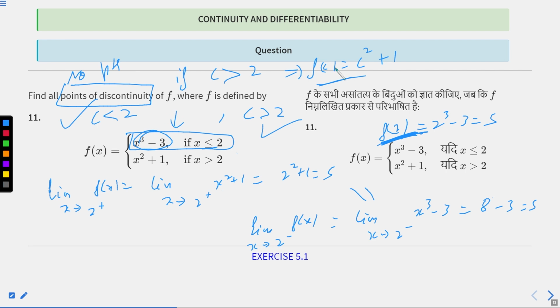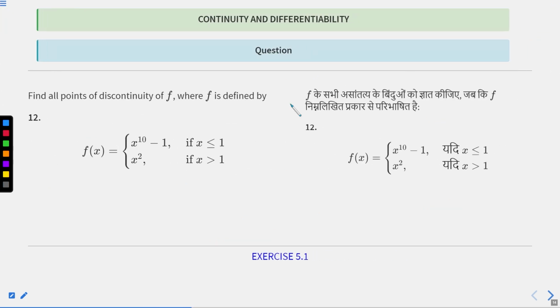Now what about the next problem? Okay, let's see the next problem. Now the next problem says, all is quite simple. So f of x is equal to this thing. Same thing, we have to find out the point of discontinuity.